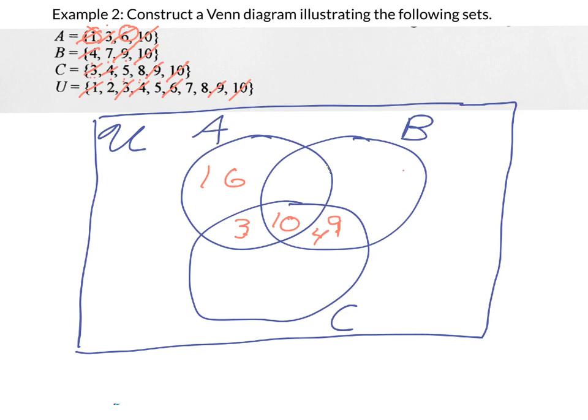What's left in B? Well, we have a 7. So put the 7 there and then get rid of it. And what's left in C is 5 and 8.